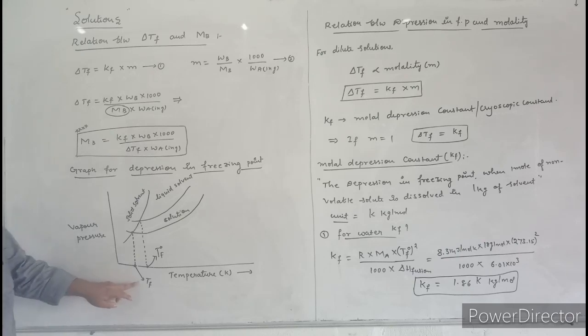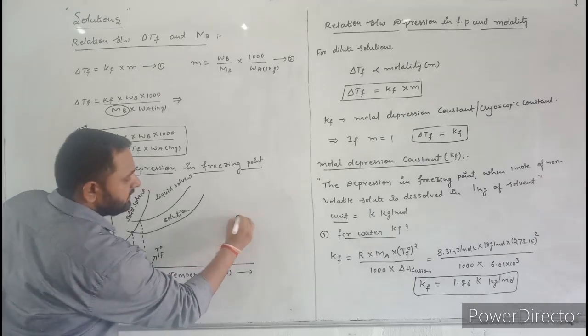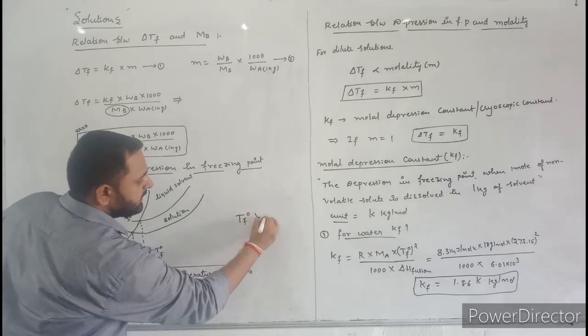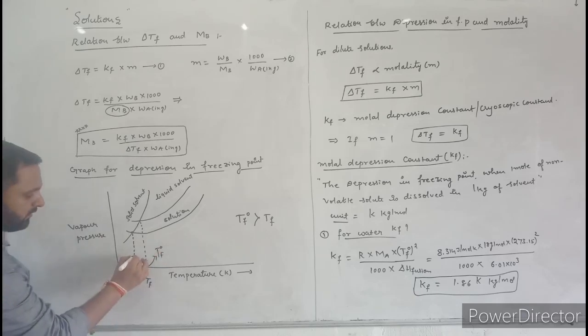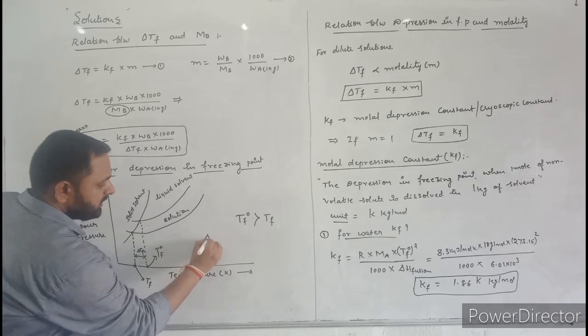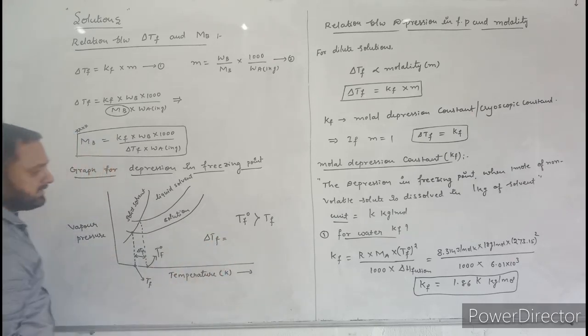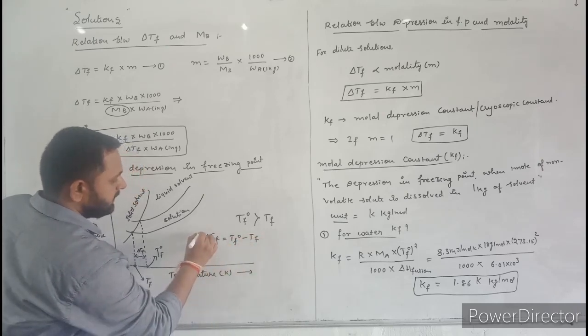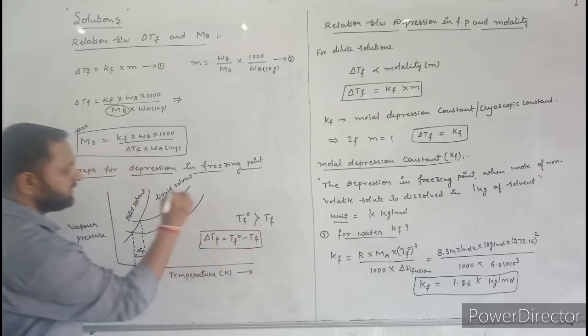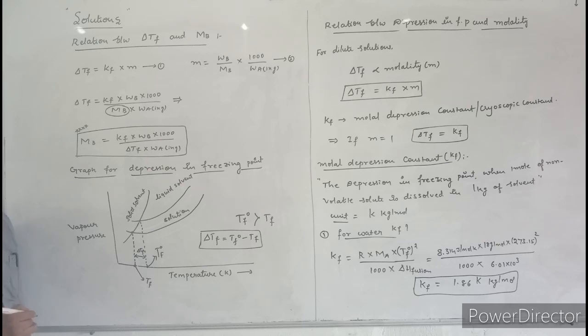Now compare Tf and Tf0. Which is greater here? Tf0 is greater than Tf. That is why Tf0 is always greater than Tf. The difference between Tf0 and Tf is called depression in freezing point. Depression in freezing point is equal to Tf0 minus Tf. This is the graph for depression in freezing point.